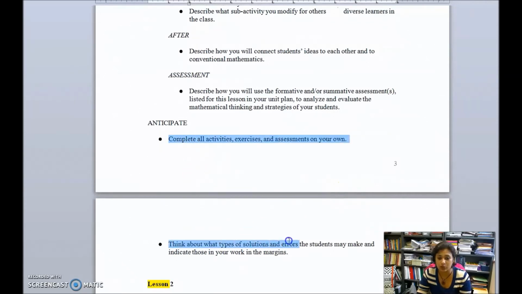In this section, you are going to reflect. You are going to think about and anticipate what students could misunderstand or have confusion with.